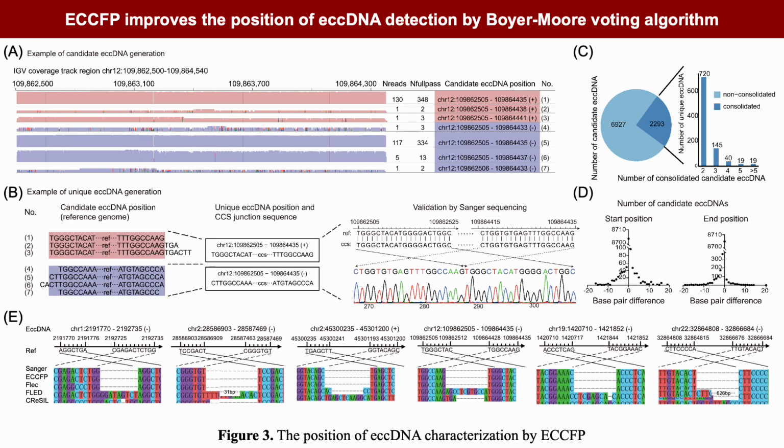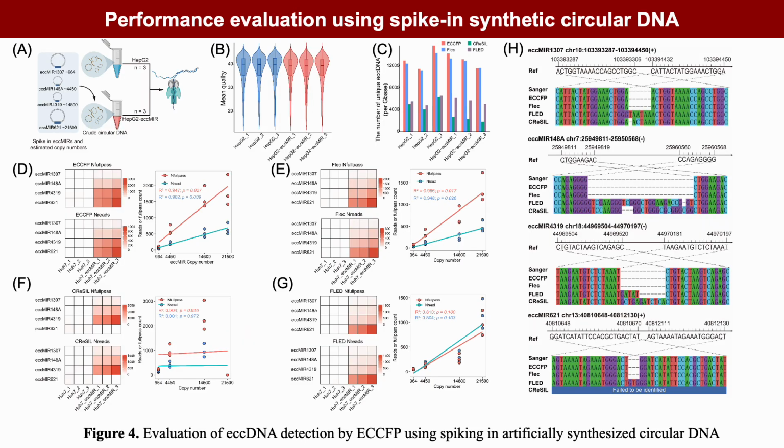Taking a certain region from chromosome 12 as an example, ECCFP identified 7 candidate eccDNAs from individual sequencing reads. Using the Boyer-Moore voting algorithm, ECCFP merged multiple candidate eccDNAs into a unique eccDNA with precise genomic coordinates, which was confirmed by Sanger sequencing. To evaluate the performance of ECCFP, 4 artificially synthesized circular DNAs were spiked into HepG2 cell samples.